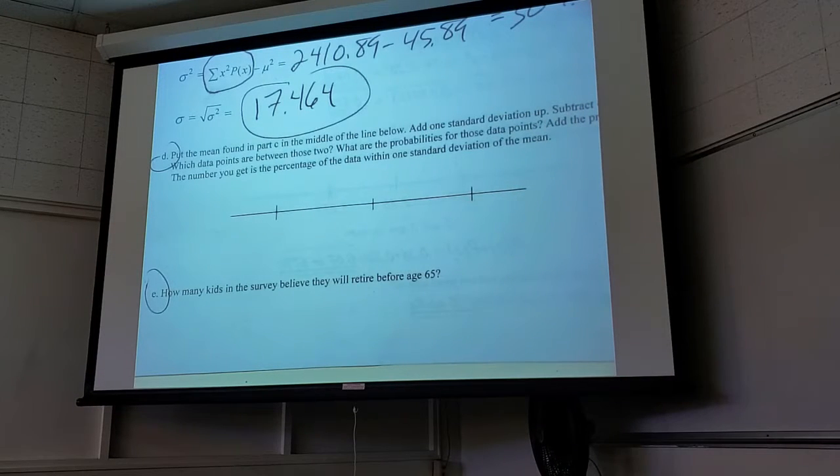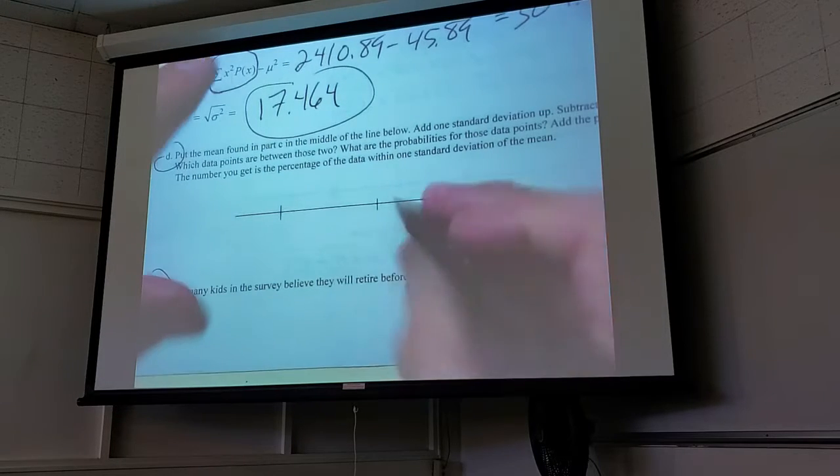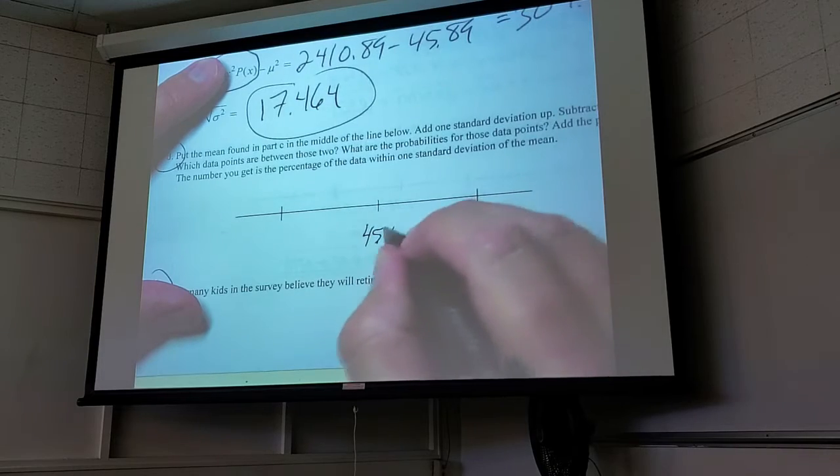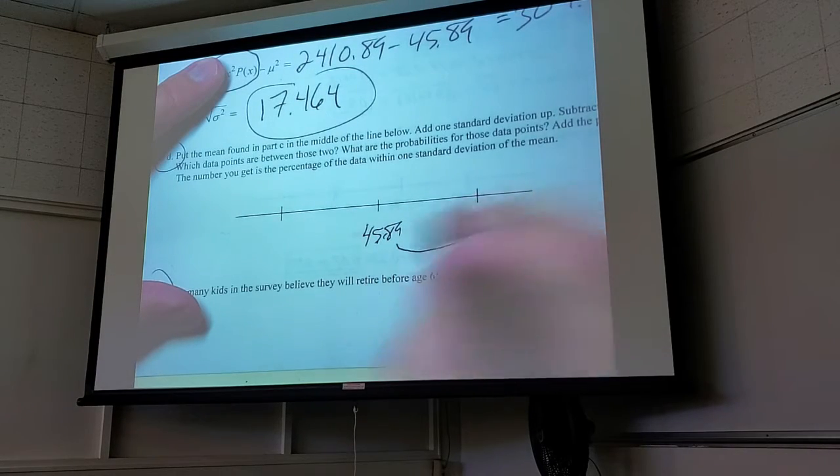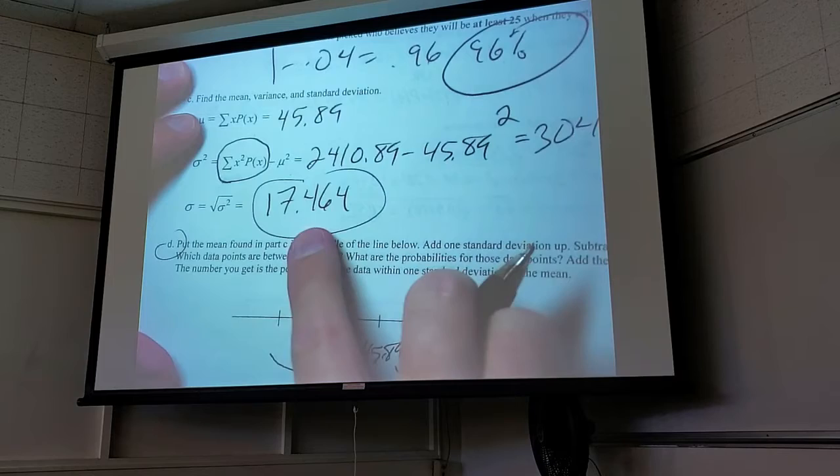Okay, so what was the mean? I need 45.89. Give me a pen. There it is. All right. Yeah, 45, that sounds about right. What was it? 45.89, I like it. So I'm going to put that right in the middle. There's the mean. Then I want to go up and down 1 standard deviation.